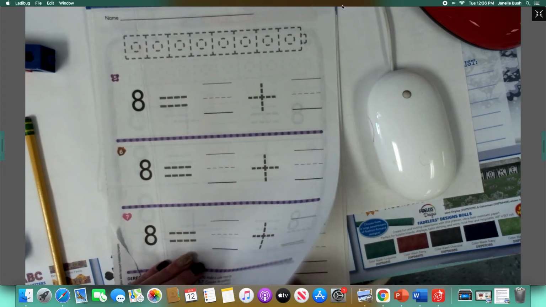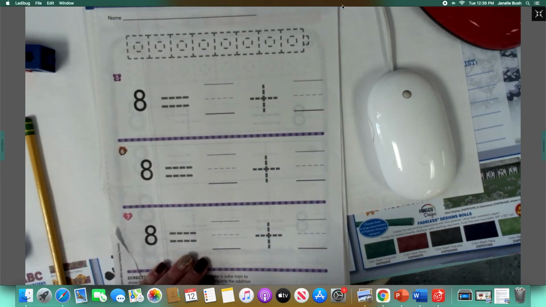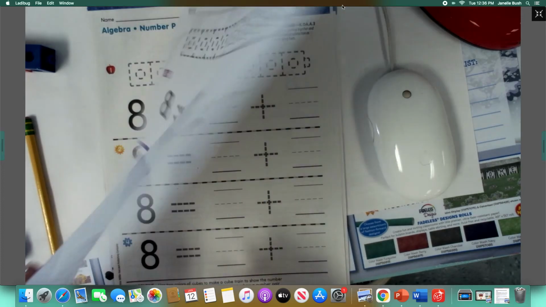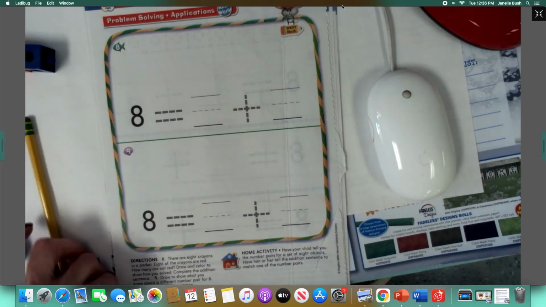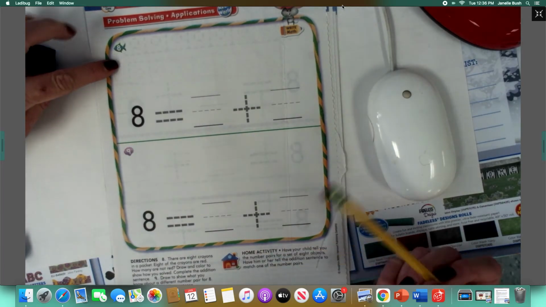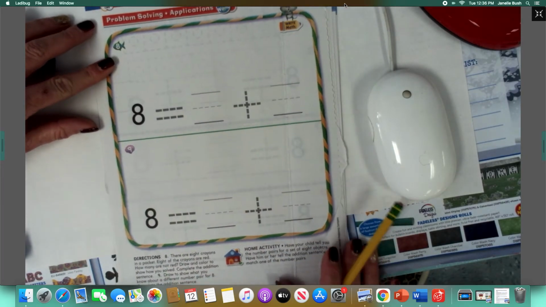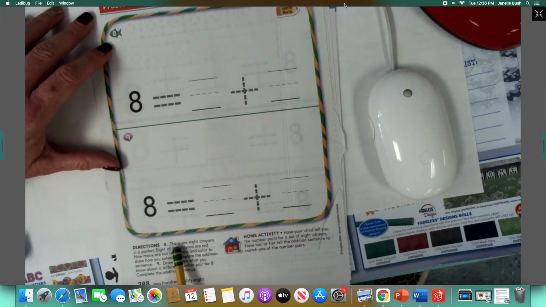Okay, so you can pause right there and do this, or go ahead and flip your paper over, and I'm going to explain how to do the back. Okay, for number 8, we have a word problem. Number 8 says there are 8 crayons in a packet. 8 of the crayons are red. How many are not red? Draw in color to show how you solved.